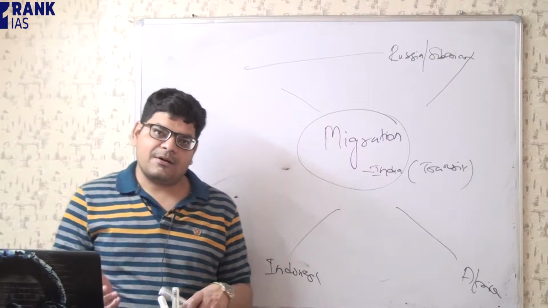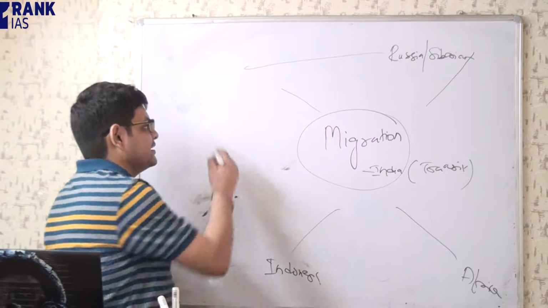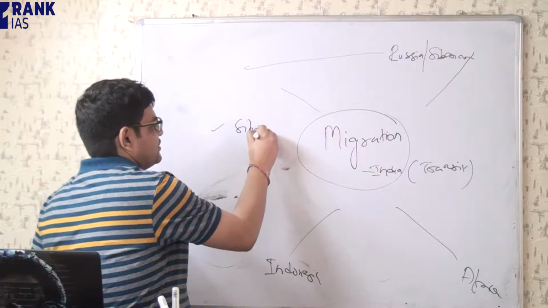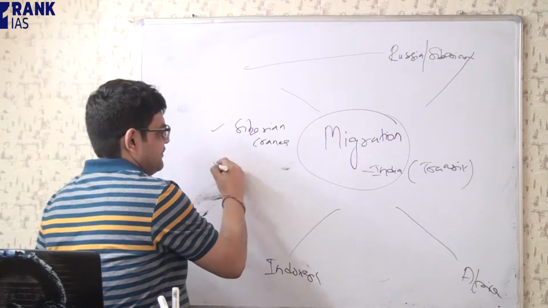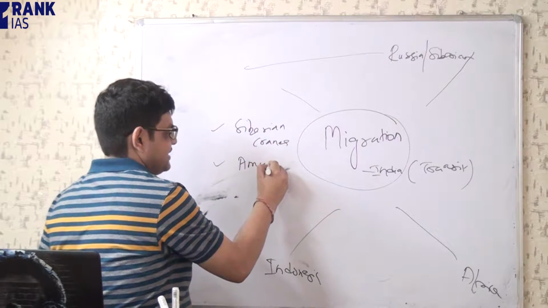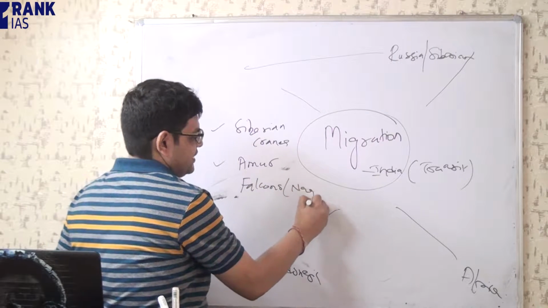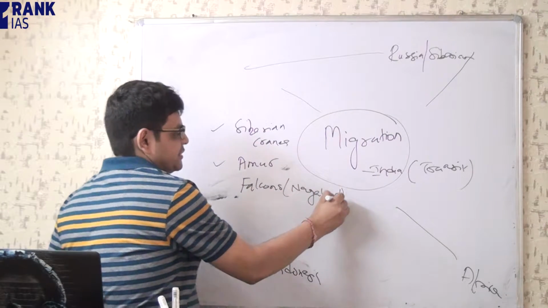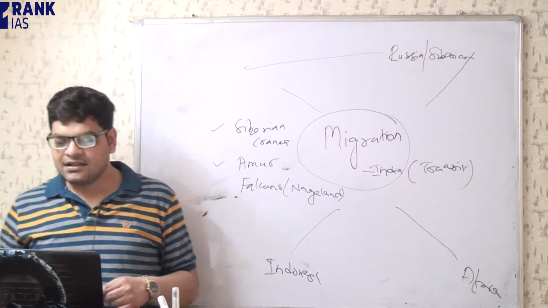So we have many birds which are migrating, and these are Siberian cranes, one of the marquee species which comes. Then we have Amur falcons. These are mostly seen in the Nagaland region of the country. So these are some of the exotic species of birds which migrate to India during the winters.